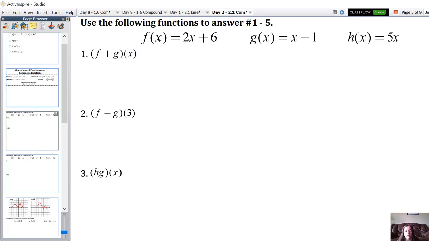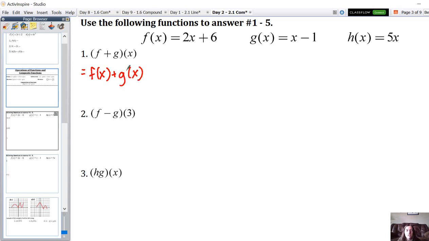We're going to use these functions to answer some questions. F of x is equal to 2x plus 6, g of x is equal to x minus 1, and h of x is equal to 5x. So first we've got f plus g of x. I'm going to start by rewriting that as f of x plus g of x.